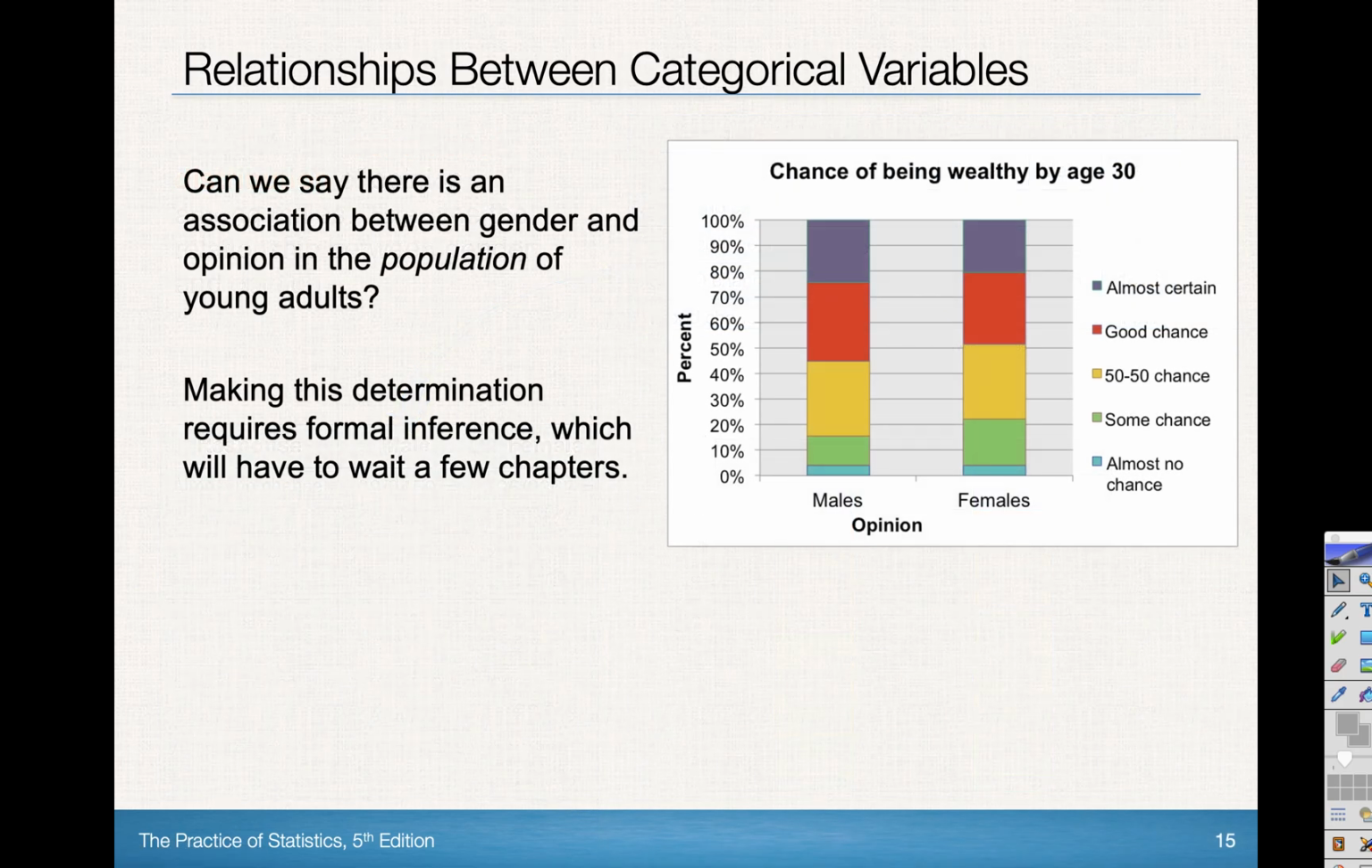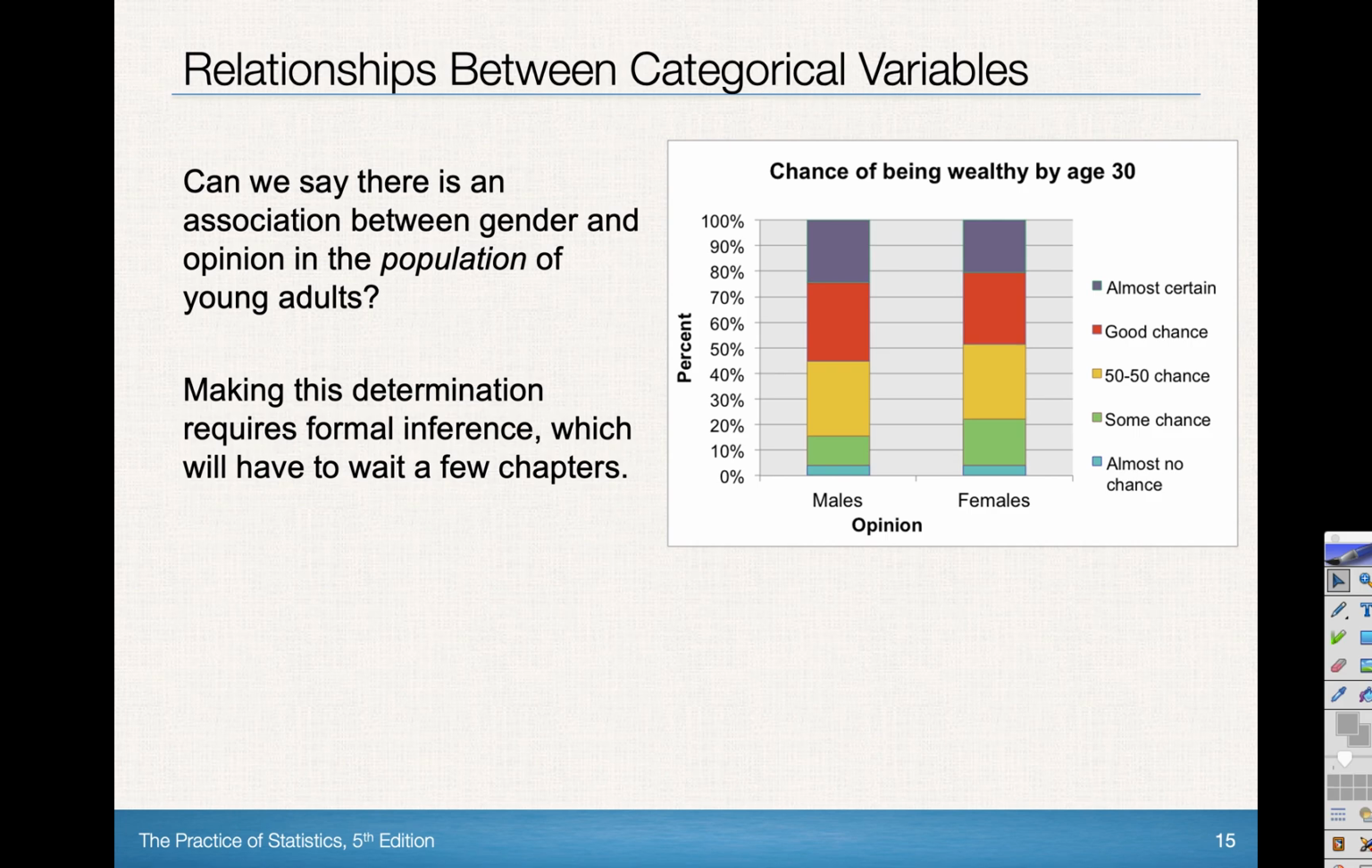Okay. Can we say there is an association between gender and opinion in the population of young adults? Well, that was a question I kind of just answered, right? I looked at the graph and I was trying to talk about the association between gender and opinion in the population of young adults. However, we can't make any strong conclusions. I can make generalizations, like I can say, okay, I think this is happening, but we have no proof. This is just the very first step of data analysis. In later chapters, we're going to do what's called inference testing, and that's how we make inferences about larger populations.